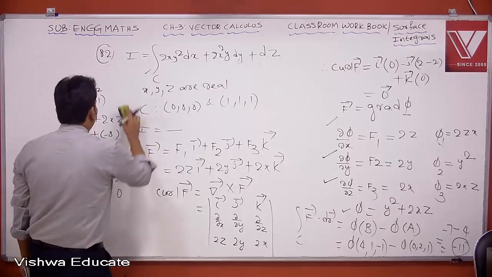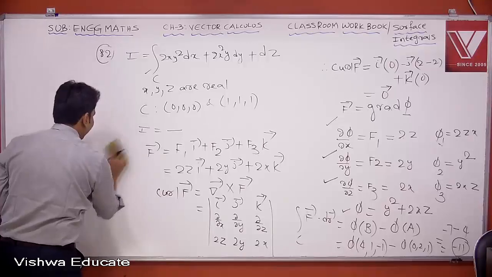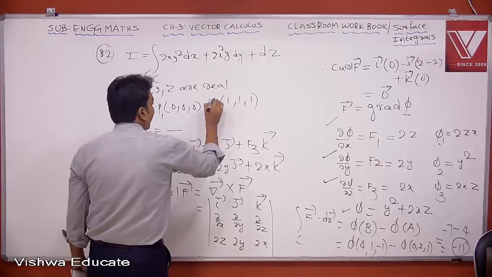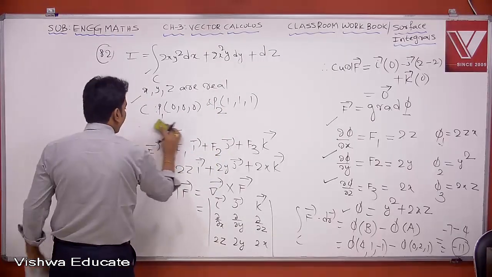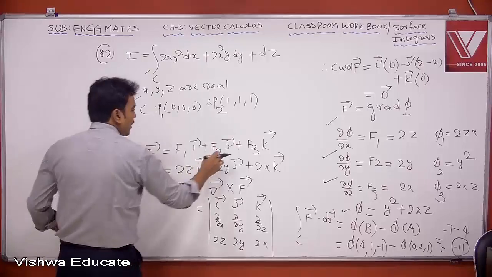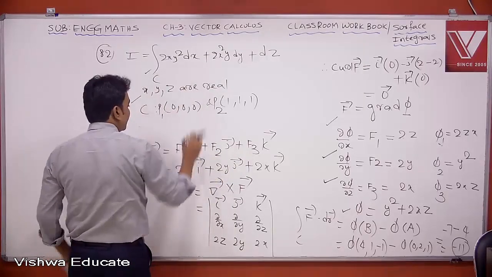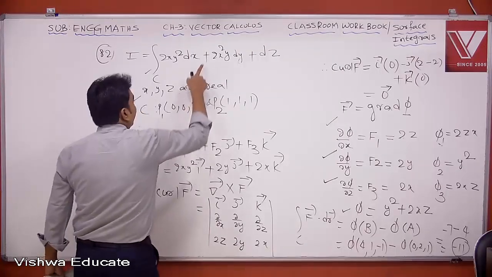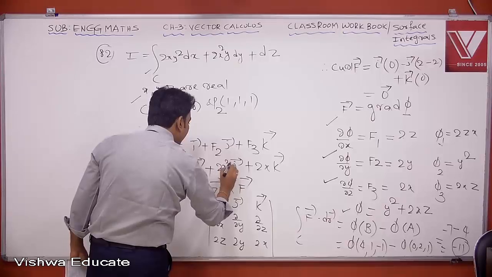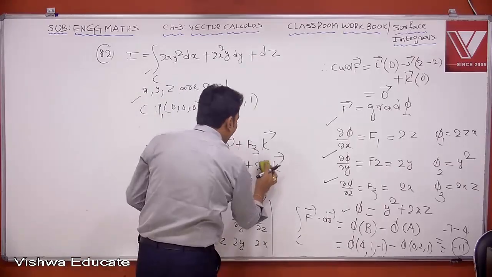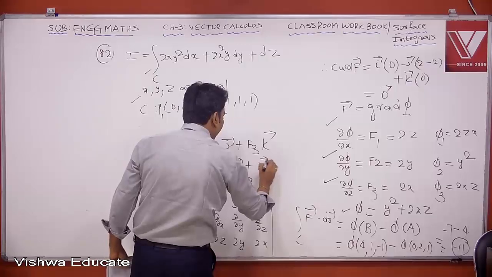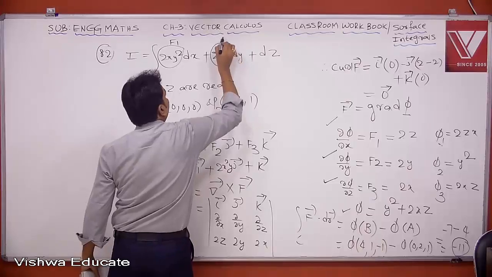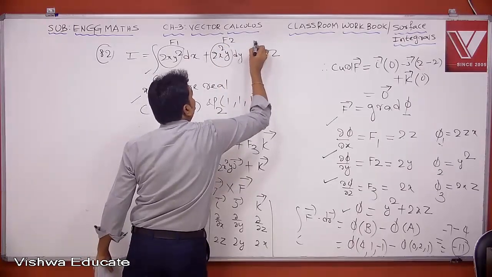Now this will be exactly similar to the previous question. So here C is a line joining two 3D points. We call this P1 and this P2. So here what is my F bar? F1 i bar plus F2 j bar plus F3 k bar. Here F1 is 2xy square. F2 is 2x square y. And here F3 is the constant 1, so this is simply k bar.